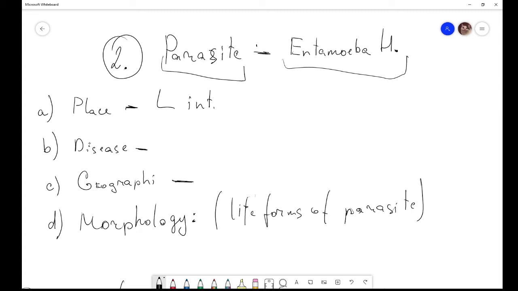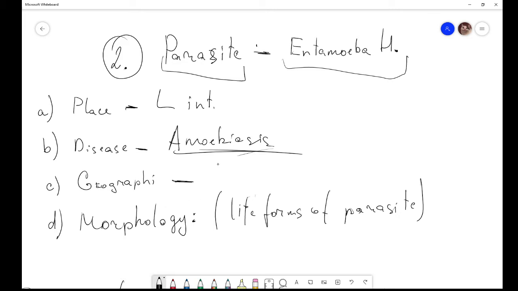What's the next one? B, it is a disease. We must know a name of disease of this parasite. Disease called amoebiasis or amoebic dysentery. Amoebiasis. I will use this short name.